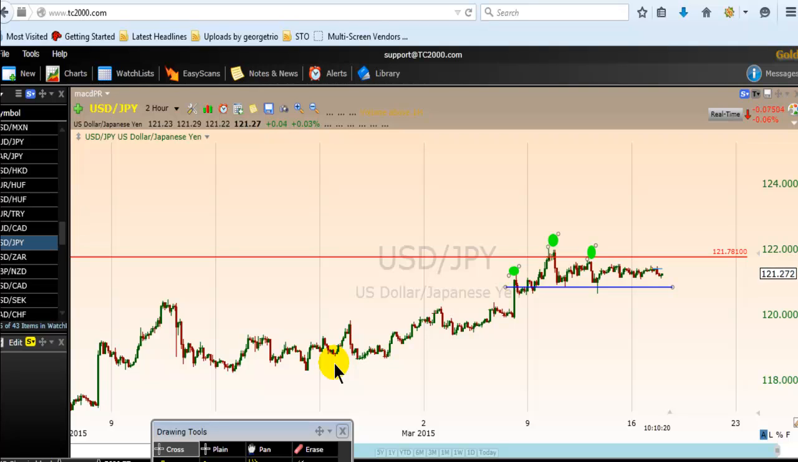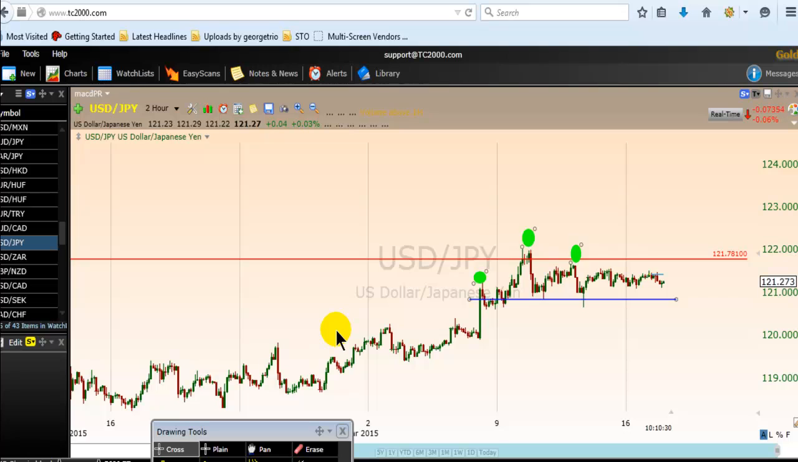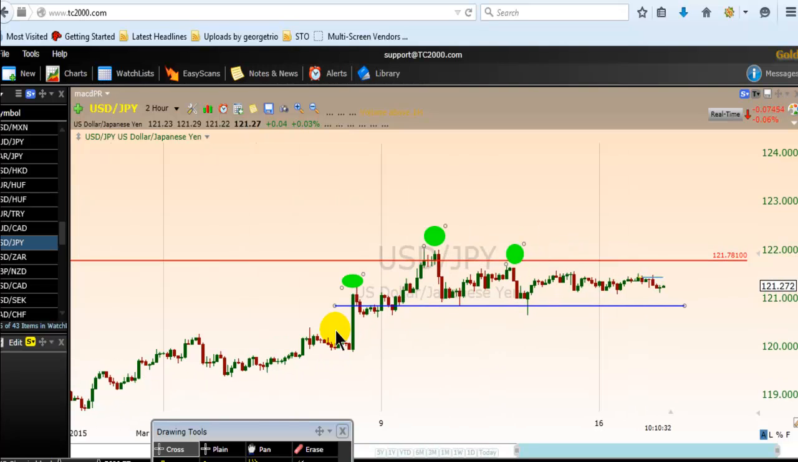So you may use a 20 pip stop loss. Some traders use less. I hear traders telling me, George, even a 5% stop loss is too much. I don't know how they're doing it. I mean, these are scalpers, but some people do that, okay? So you want to minimize. If you are a day trader, you don't want to use 80 pips for a stop loss. That's quite big, unless you are a swing trader, okay?